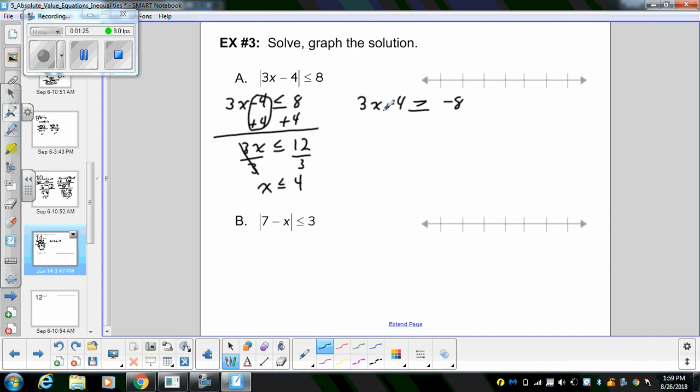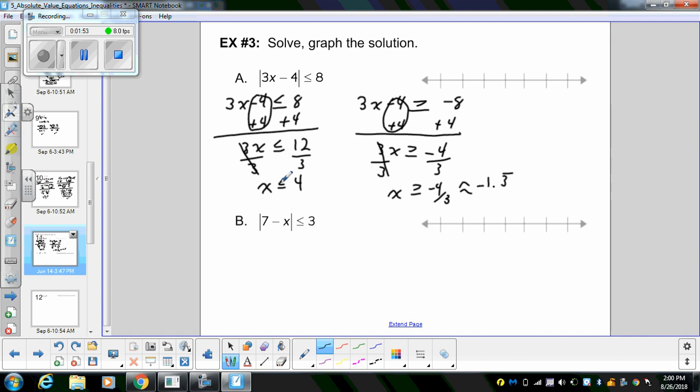Now do the same thing over here. I'm going to add 4. X is going to be greater than or equal to negative 8 plus 4, which is negative 4, and then divide by 3. So in this case, x is greater than or equal to negative 4/3. So if you don't know, you can type that in your calculator, but it's approximately negative 1.3 repeating.